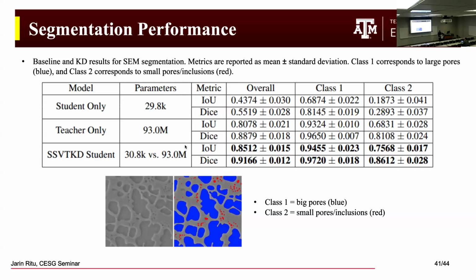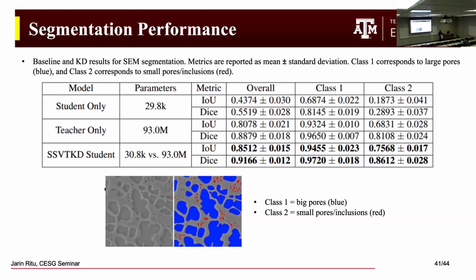But the teacher model, which has 93 million parameters, did a pretty good job on the bigger class, the blue class. It's 93 and 96%. And for the smaller class, it also did better, 68 and 81%. But after I do the distillation, these are the results for the student model.